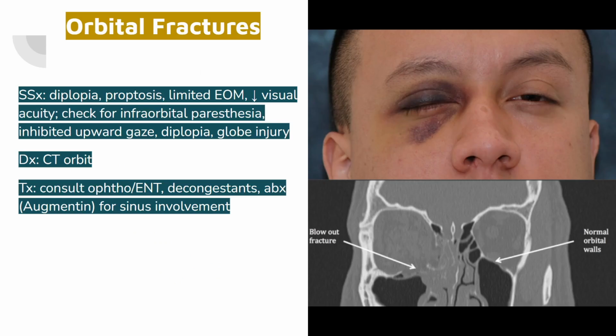Orbital floor fractures. Think of diplopia, proptosis, limited extraocular motion, decreased visual acuity, infraorbital paresthesias, inhibited upward gaze if the rectus muscle drops down into the maxillary sinus, right? CT orbit is the modality of choice. And you're going to call optho and ENT, decongestants, augmentin. The big thing here, though, is the upward gaze palsy from entrapment of the inferior rectus muscle.